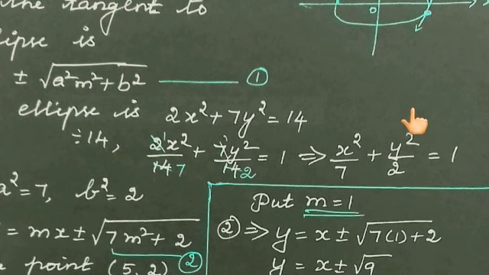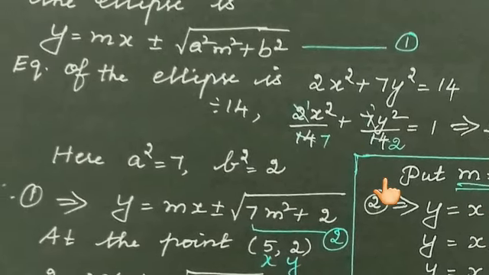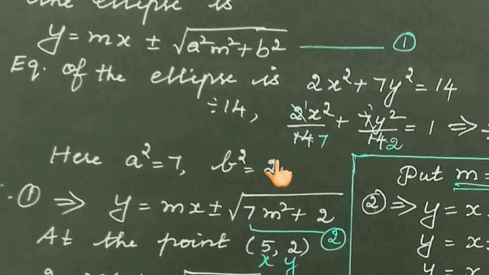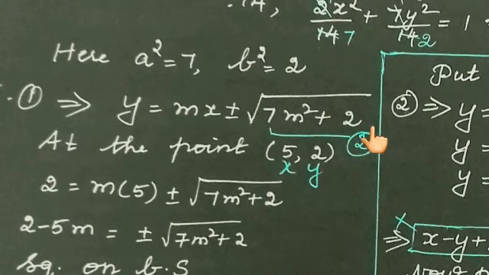So we have brought it to the standard form of the ellipse. Now we can compare the equation of the ellipse with the standard form: x square by a square plus y square by b square is equal to 1. So in the place of a square you have 7 and in the place of b square we have 2. So write a square as 7 and b square is equal to 2. Now let us substitute these two values in equation 1. y is equal to mx plus or minus root of a square m square, that is 7m square, plus b square, that is plus 2. And name it as equation 2.